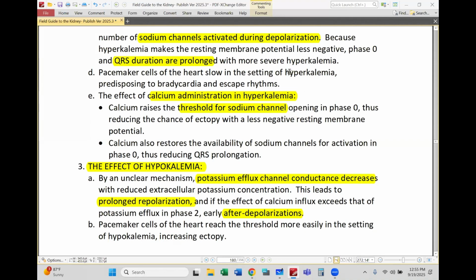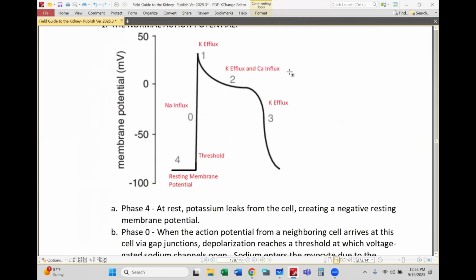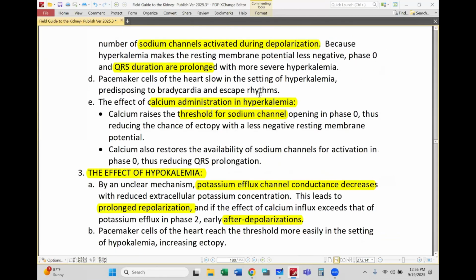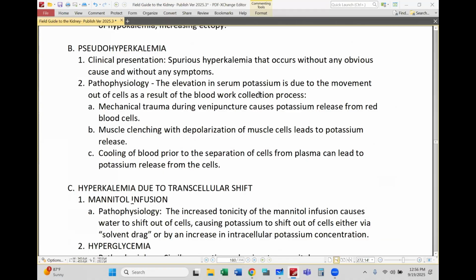I can have you read more into some of the more detailed aspects of these effects of dyskalemia on the action potential and the mechanisms of defense of calcium in the setting of hyperkalemia. Okay, with that, we'll move over into some of the clinical syndromes of hyperkalemia.